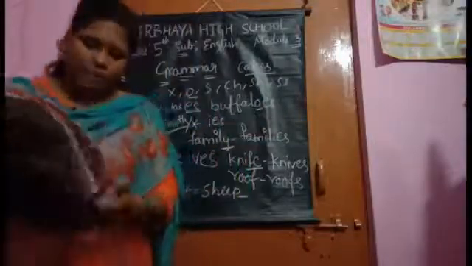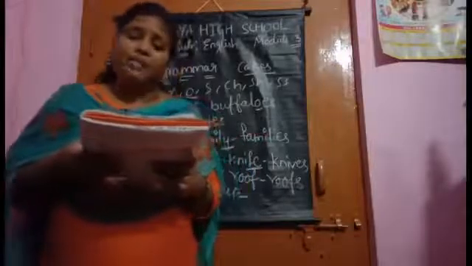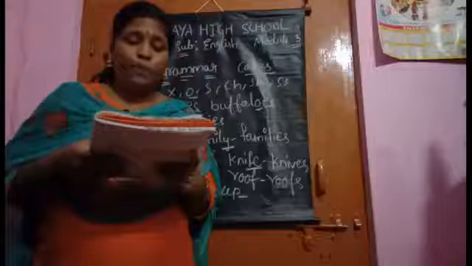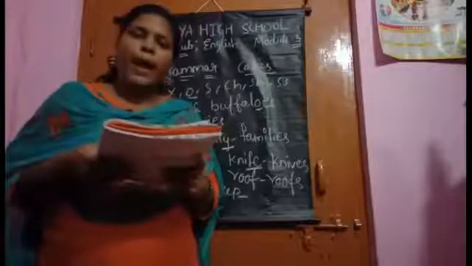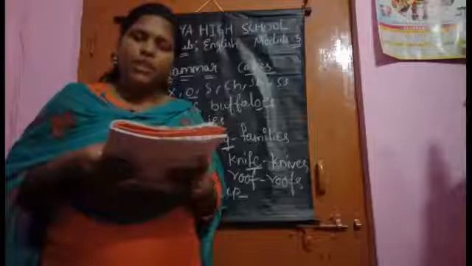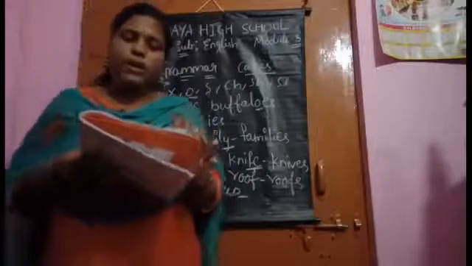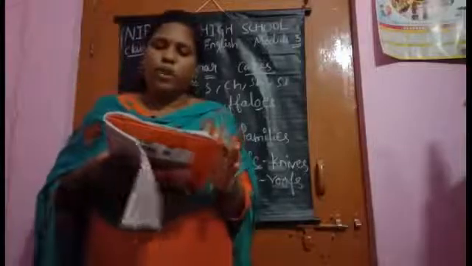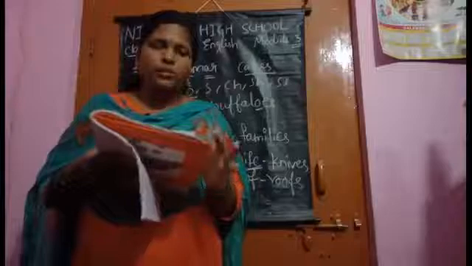Yes. See here, page number 36. Mouse, mice, cactus, cacti, woman, women, person, people, ox, oxen, man, men, child, children, medium, media. See here, exercise 3.1. Tick the correct plural forms of the nouns from the options given in the brackets. You should do that. Yes children, now 3.2 also.